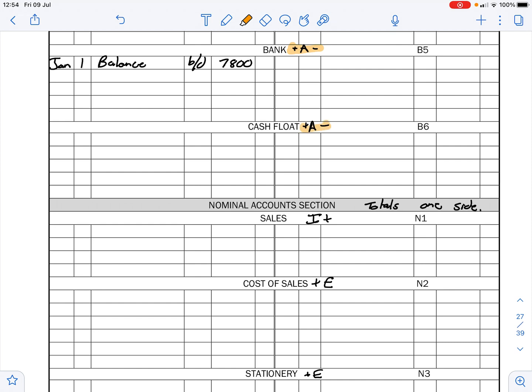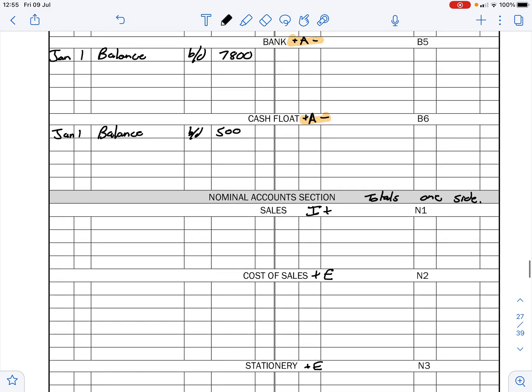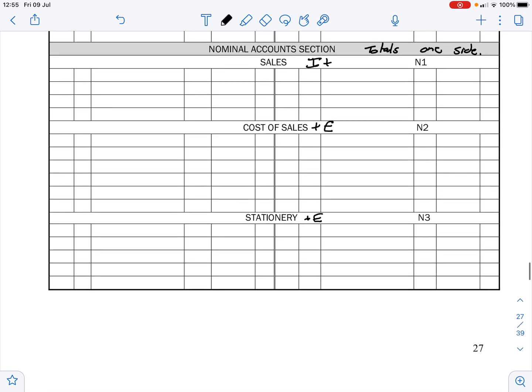The next one, cash float. Again, it's an asset increasing on the debit side, decreasing on the credit side. We've got currently 500 Rand in our cash float, and this is our balance brought down on January the 1st. Right, that is our balance sheet section done and dusted.